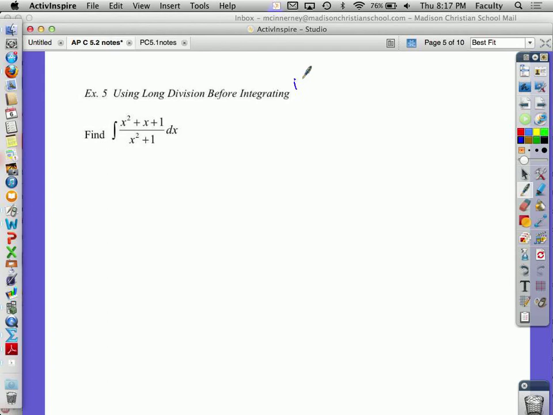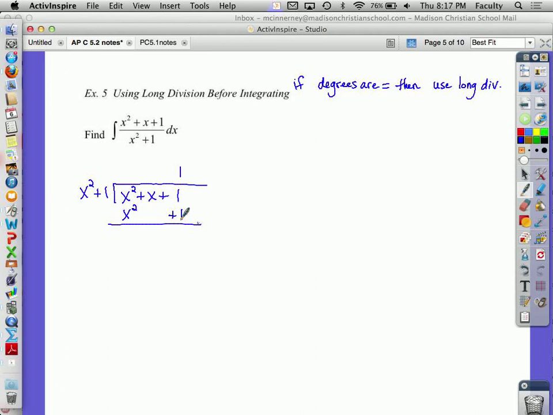If the degrees are equal, then we're going to need to use long division, okay? Use long division, and you'll see this. This is really cool. So the degrees are equal, and I'm going to do long division to divide. So I'm going to put times 1, and that's x squared plus 1. Now, this is going to mean that I can actually rewrite this quotient as 1 plus, and then it's the remainder over the divisor.